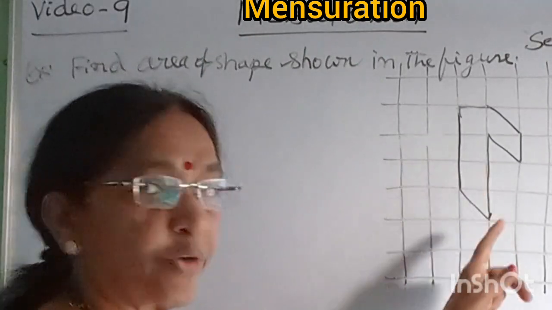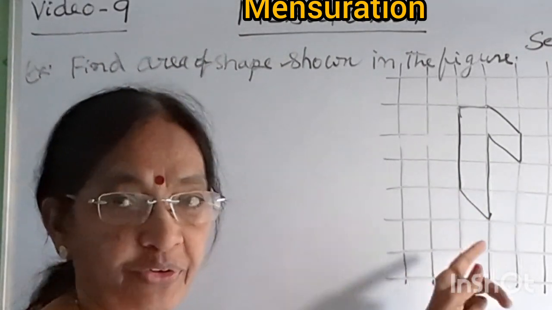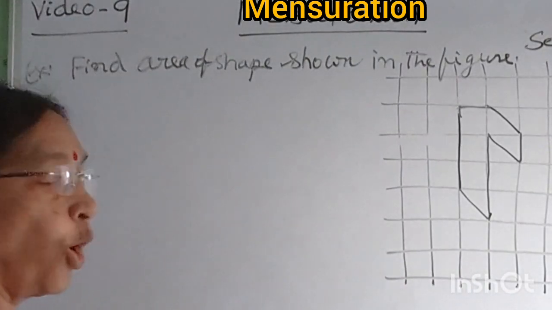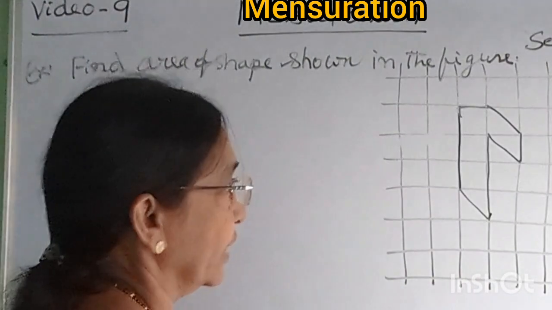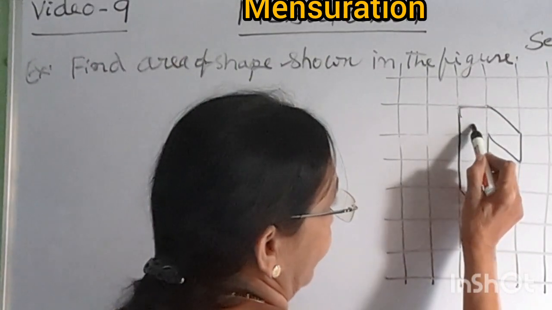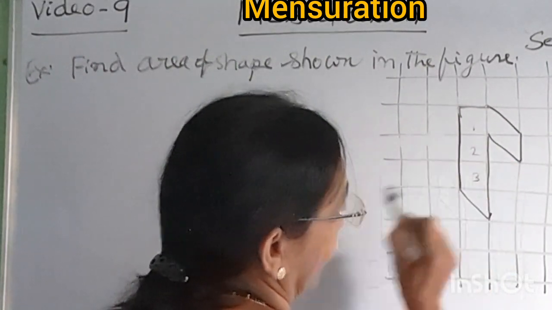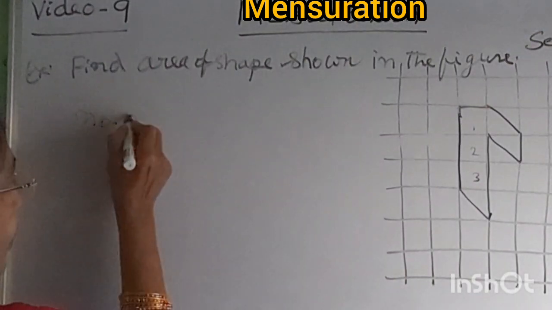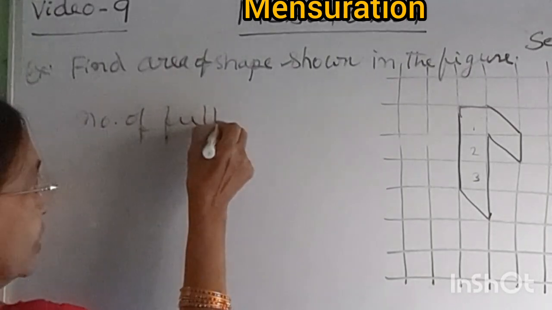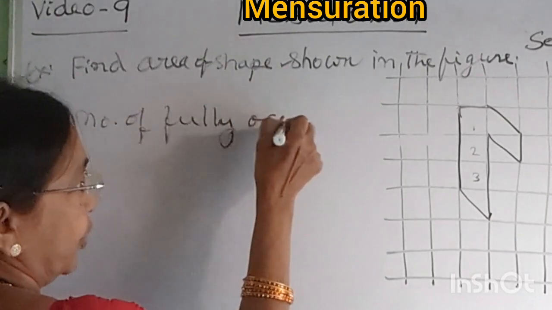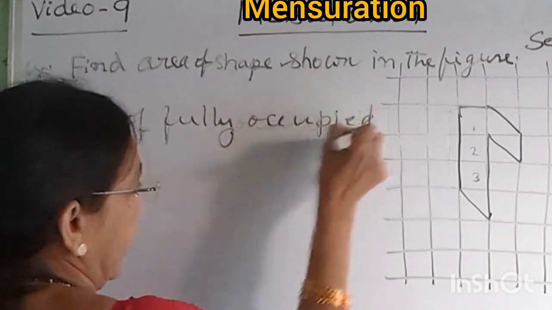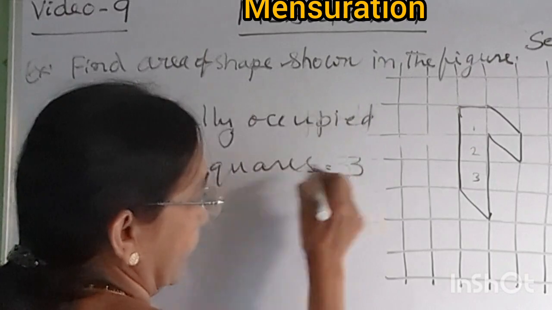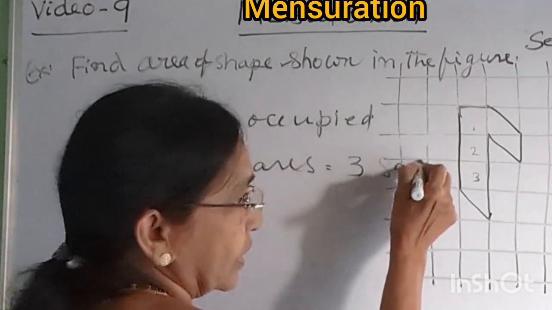This figure is made up of line segments. Therefore, we can find it easily. So, we will count how many full squares there are. One full square, two, three. Three full squares were there. So, the number of fully occupied squares is equal to 3. So 3 square centimeters.